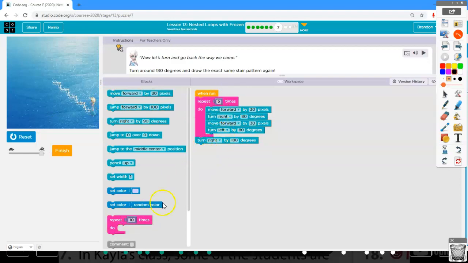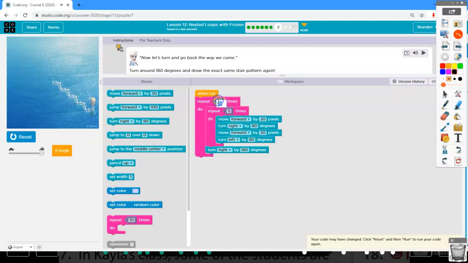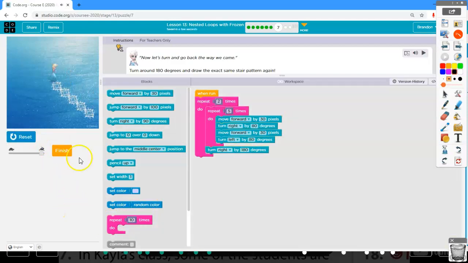Now we could copy this all down. Or what's nice is that we can just throw this all in a repeat loop. So let's see how that works. Whoa, and look, it made those little like rhombuses.